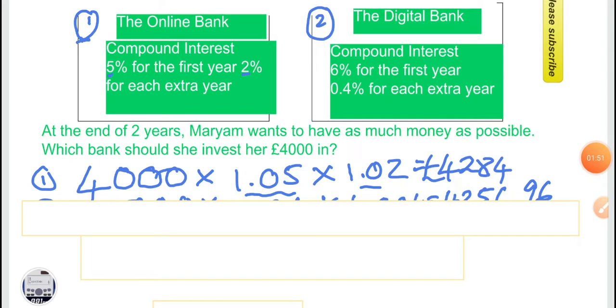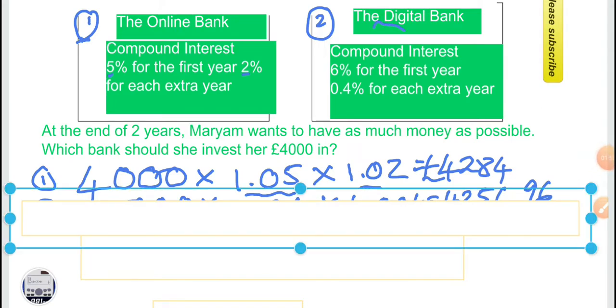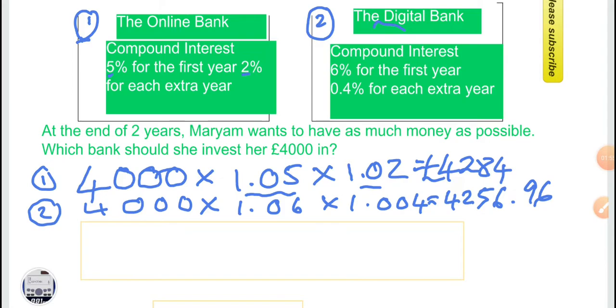So for the second bank, the digital bank, the calculation would look like this. So we started with £4,000, then because the interest rate was 6%, we times by 1.06, and then the second year the interest rate was 0.4%. So the decimal multiplier for 0.4% increase is 1.004.